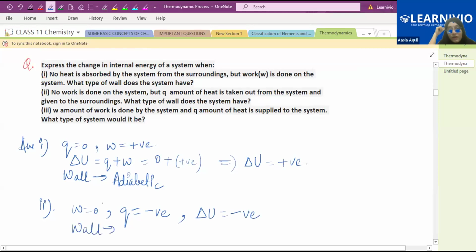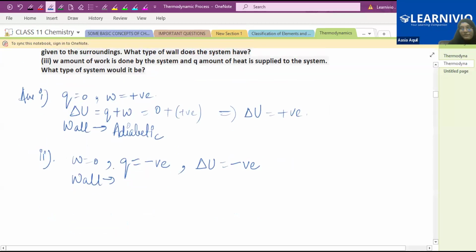Now tell me which type of wall is here. In the second case, what type of wall does the system have? No. See, no work is done on the system, but Q amount of heat is changing, and matter transfer is not happening. We have discussed these two walls: based on thermal conductivity, there are two types of wall, adiabatic and diathermic.